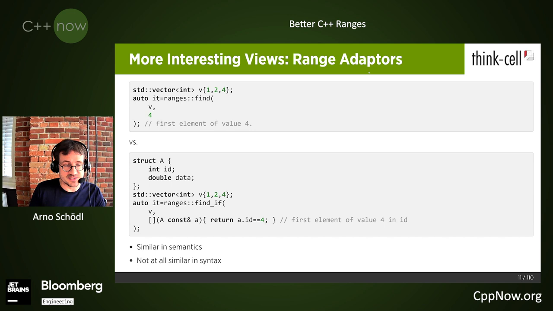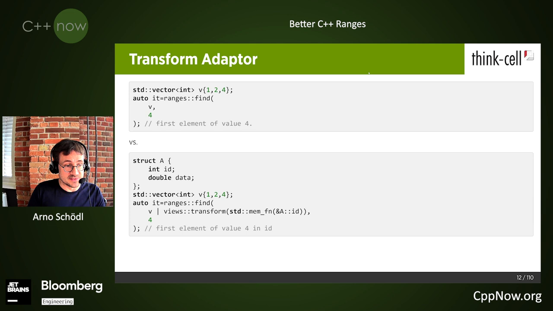Now, enter the transform adapter to solve this problem. So here, when you again have a structure A, and you have a vector of A, and you are then transforming this vector by applying a transform adapter. What that does, this V piping into view transform here, is it creates an object that by itself doesn't transform anything. Only when you iterate over it, every time you are taking an iterator out of that object and you dereference that iterator, it would apply the transformation and essentially do the projection on ID. So effectively, logically, semantically, this is then a range over ints. And within these ints, the range find can find a 4.